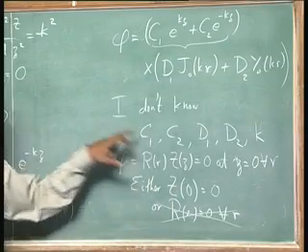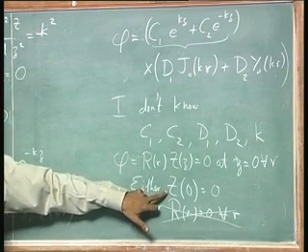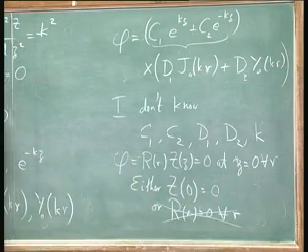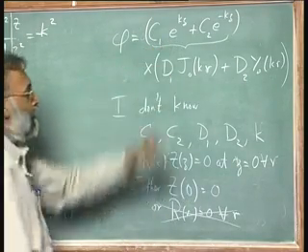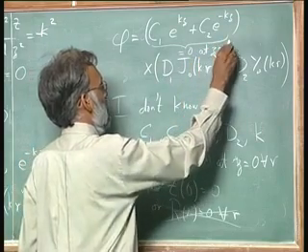So, I translate from a condition on phi to a condition on z. Z goes to 0 at z equals 0. This function is equal to 0 at z equals 0.